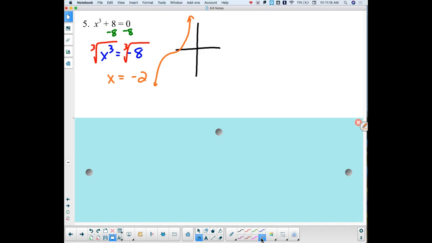Looks like that. And we're looking for the places that it crosses the x-axis, right? Okay. So one of them is real, the other two are imaginary. Because it's got to have 3, because we just said the degree is equal to the number of roots that we can do. Okay?